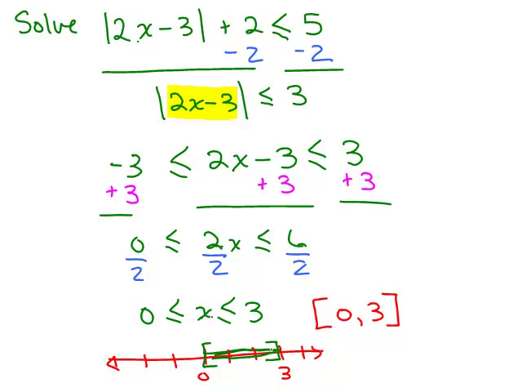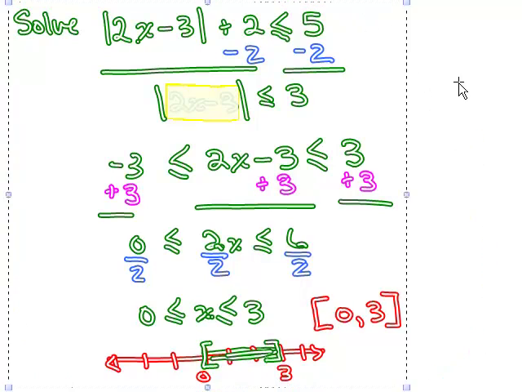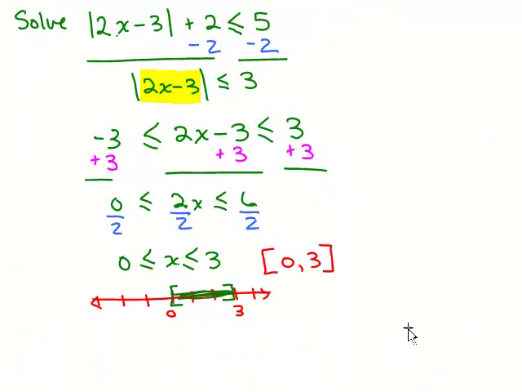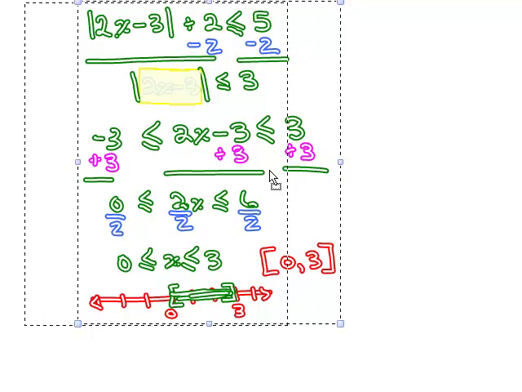Now what we could do is a little check. Let's pick a number in between 0 and 3, like 1 or 2. Those are easy numbers to check, and plug it into the original inequality to see if it's a solution. The original had the absolute value of 2x minus 3, plus 2, is less than or equal to 5. I'm going to make this a little bit smaller so we have some room to do the check right here on the side. In fact, I'm going to take away the word solve to give ourselves a bit more space.